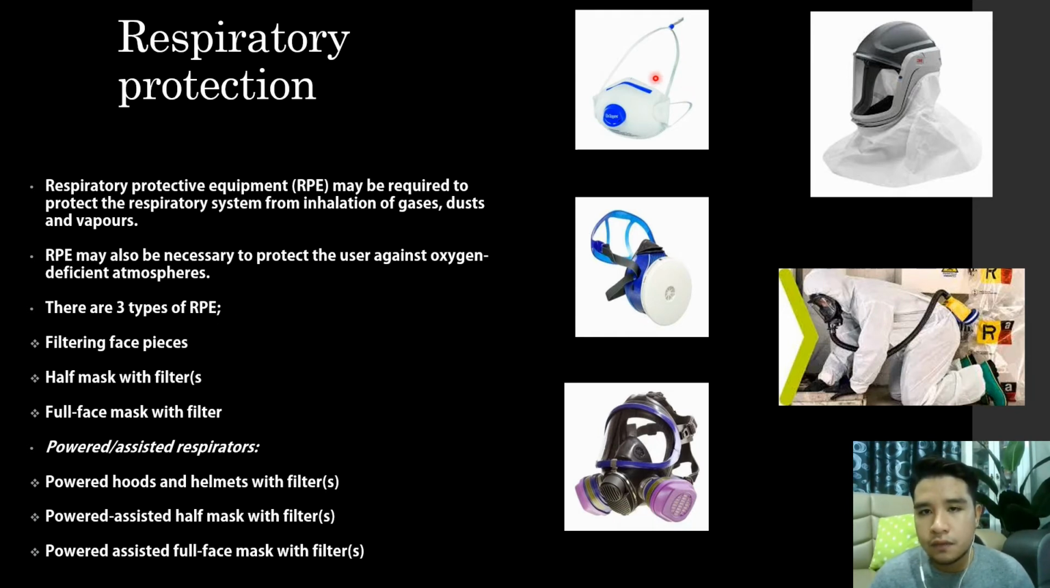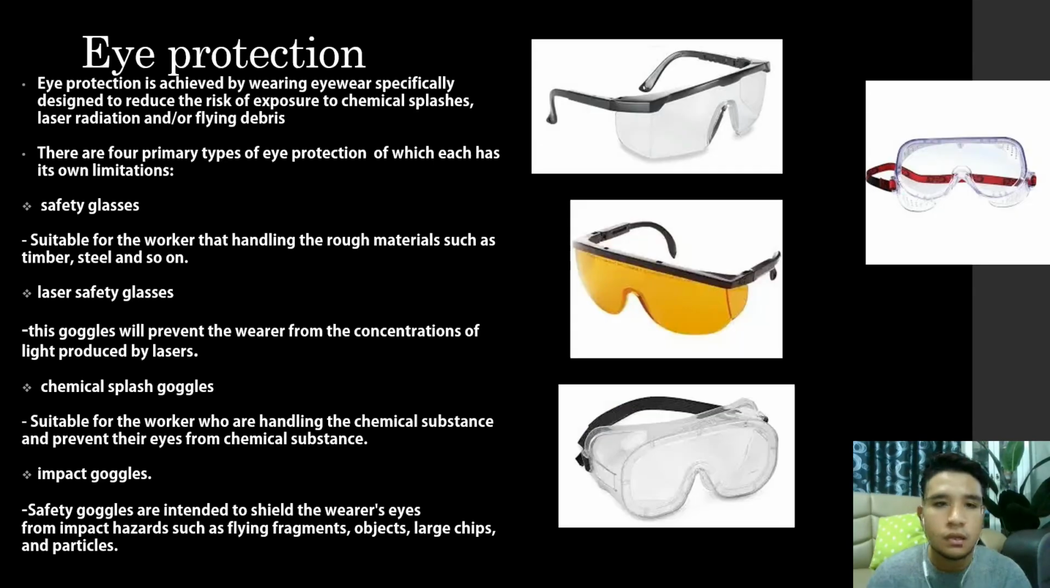And on the right side are the filtering face pieces. This is the half mask with filters, and this is the full face mask with filter. For the power hood and helmet, this is the picture of the power hood and helmet with filters. And this is the power assisted half mask with filters and power assisted full face mask with filters. Then I will continue to eye protection.